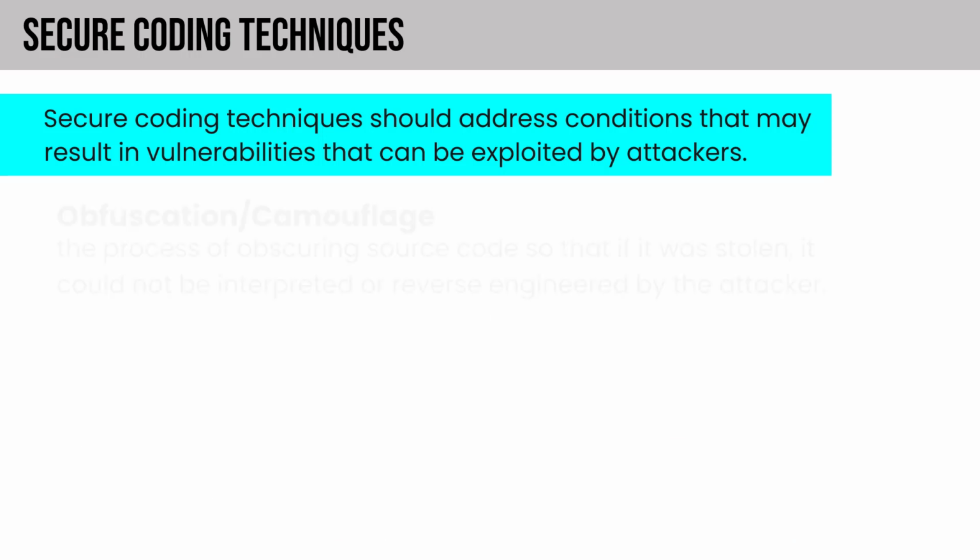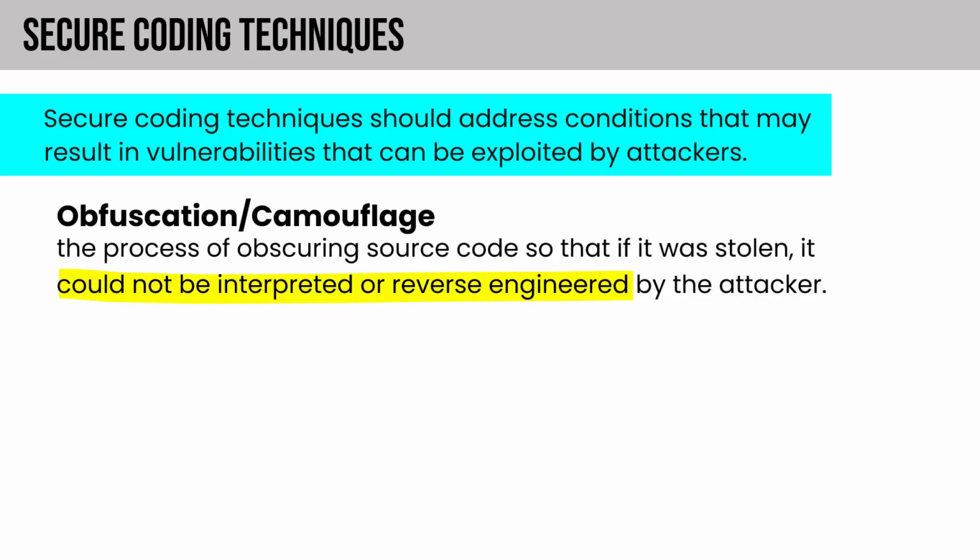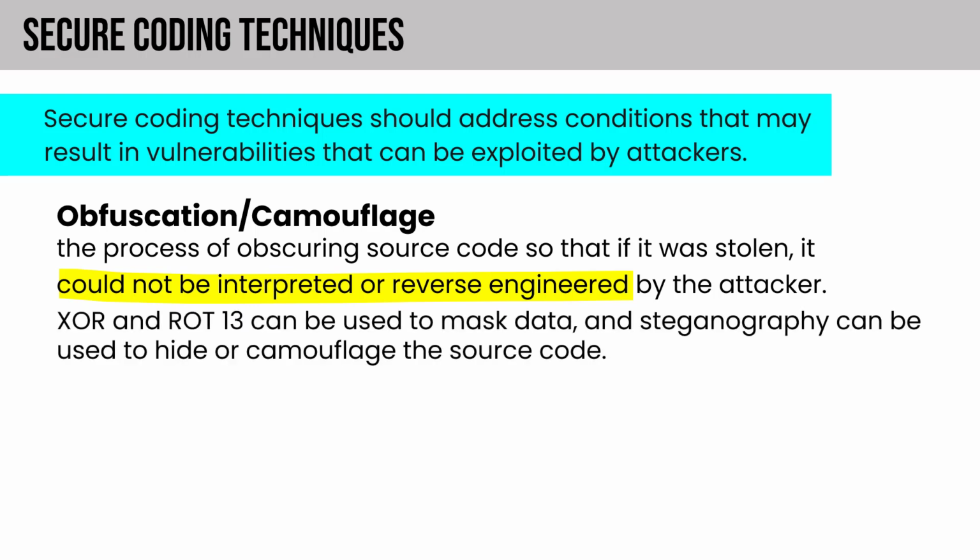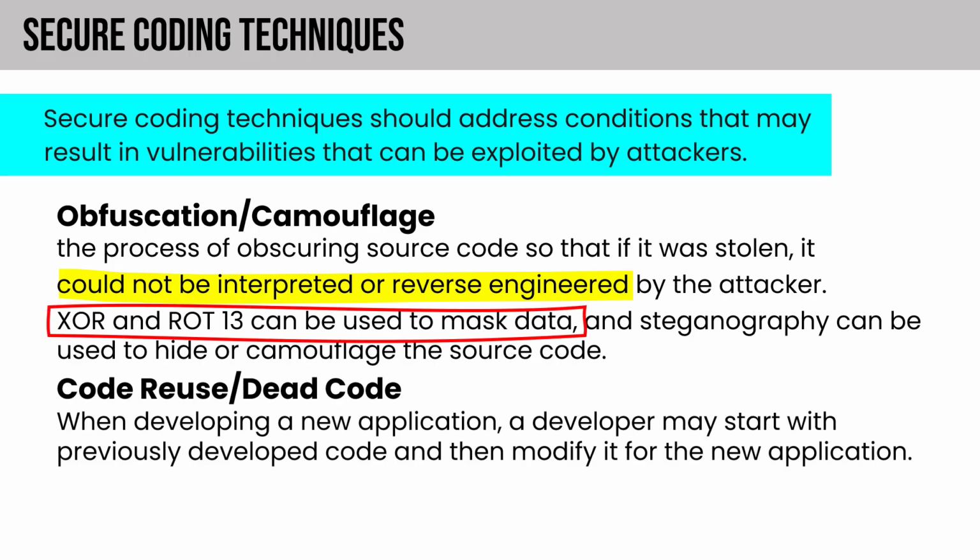It's pre-compiled, essentially. So obfuscation or camouflage. This is a process of obscuring source code so that if it was stolen, it cannot be interpreted or reverse engineered by the attacker. So XOR and ROT13 algorithms can be used to mask data, and steganography, which we'll touch on a bit later, can be used to hide or camouflage the source code.